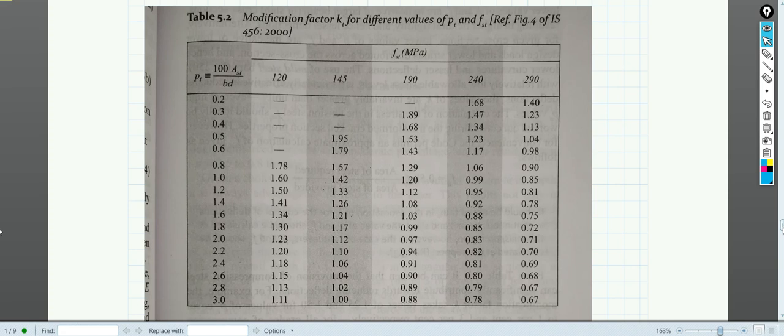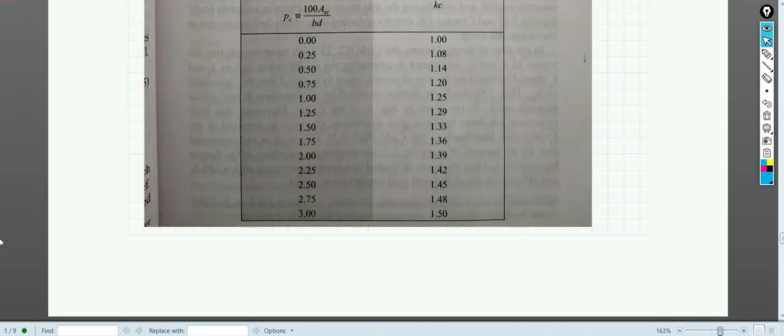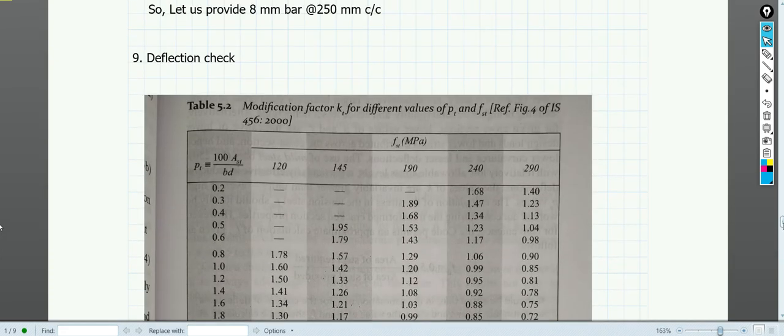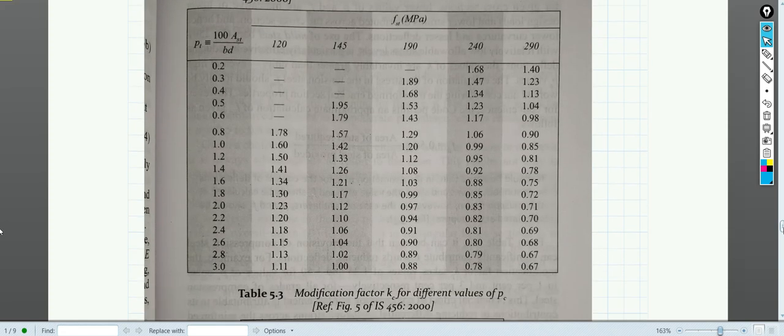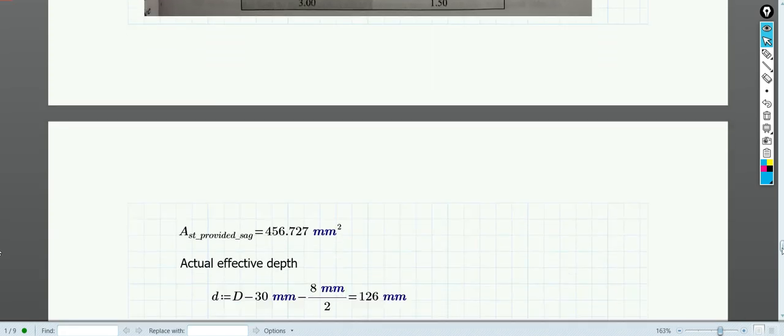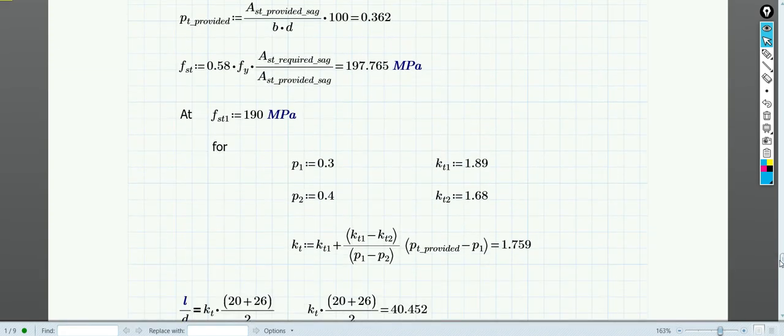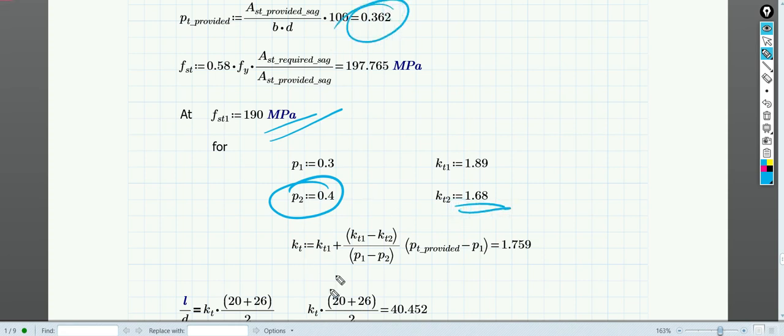So we can do the interpolation. Assuming that fs is less than 197, 190 is available with us, so we can take 190. And for the percentage of steel, we can iterate. For pt of 0.3, kt1 is 0.189 for fst of 190, and for pt of 0.4 it is 0.162, and we have a percentage of steel of 0.362. So for 0.362 we can find out the kt value.